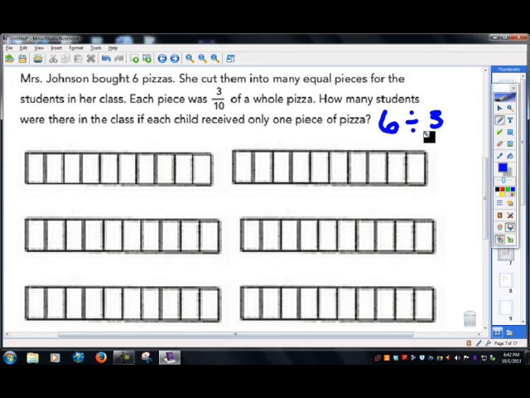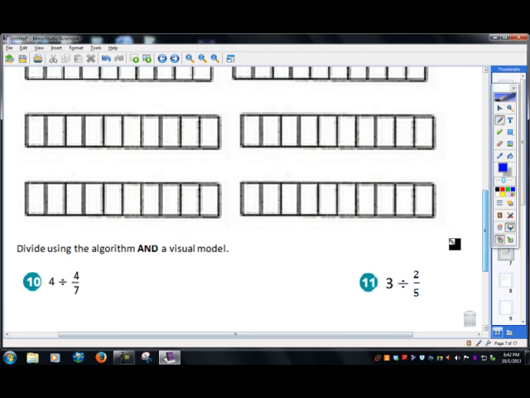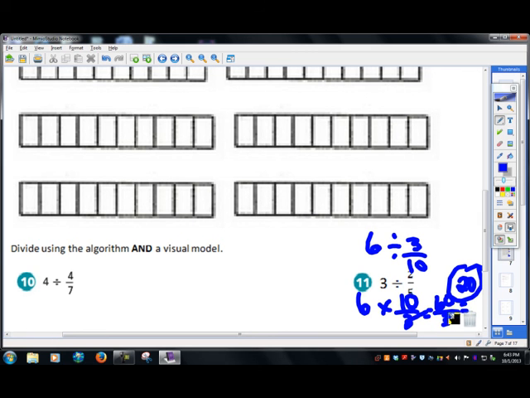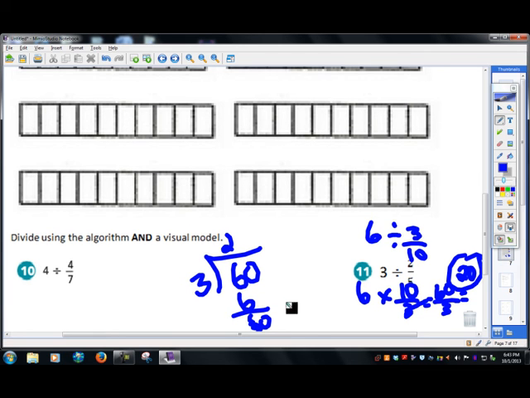Okay? Now, using the algorithm, we could go ahead and figure out the answer if you really wanted to. 6 divided by 3/10 is 6 times 10 over 3, which is 60 over 3. 60 divided by 3 is 20. And you can figure that out by doing long division. I'm not trying to skip that step. 3 goes into 6 twice. 2 times 3 is 6. 0, 0. Check everything. That is 0. Your answer is 20.